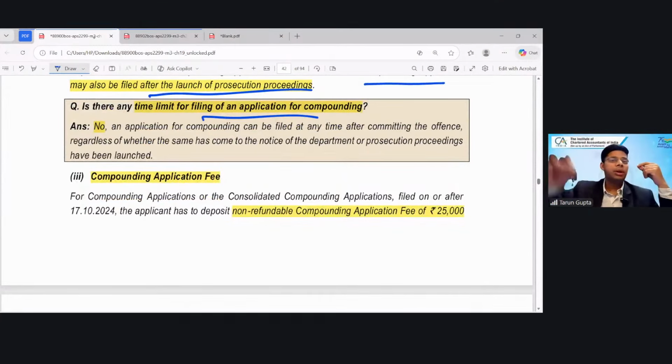So when you file a compounding application, there are 2 or 3 types of amounts which you need to pay. First, you need to pay the compounding fee, which is 25,000 or 50,000. If there is a single application, then 25,000. If it is a cumulative application, meaning an application for different offences for different years, then 50,000. Then you have to pay the tax, interest, and penalty in respect of the default which you have committed. Then you have to pay the compounding charges as determined by the authorities.